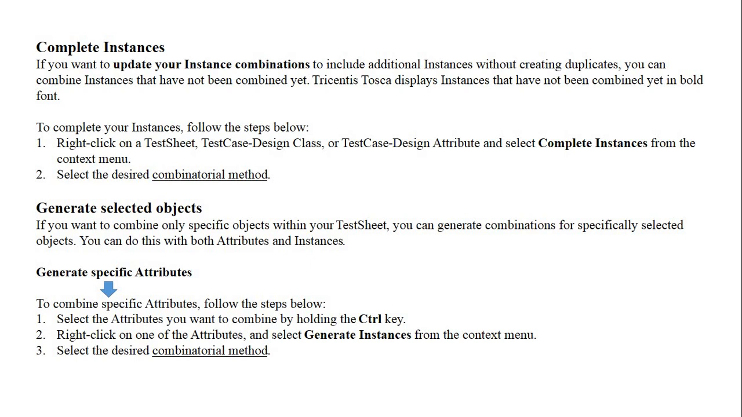Let's consider one example. You have generated your test sheet with all data sets, right? You have generated your instances. Now if I find later on that my attribute has some more instances added, in that case, instead of doing generate instances, I'll choose the complete instance. Why? Because when you choose generate instance, duplicate instances are going to be created. So that's why we choose complete instance instead of generate instance. Let me show you the problem.